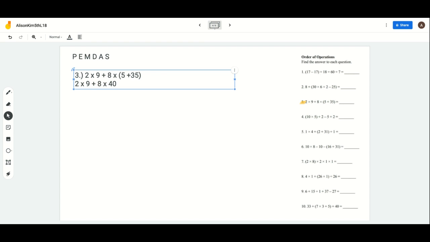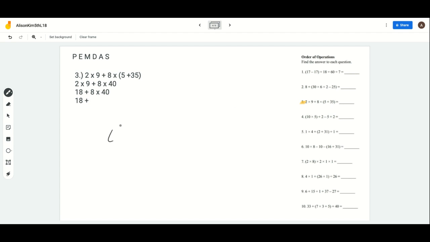Now we're gonna go along. We don't have exponents, so we're gonna skip to multiplication. And we see that there's multiple parts of multiplication, right? So we're gonna go from left to right. So 2 times 9 is what? 18, and then we get plus 8 times 40. And once again, we're going to do PEMDAS, and before addition is multiplication, so we do 18 plus, and then we do 8 times 40.